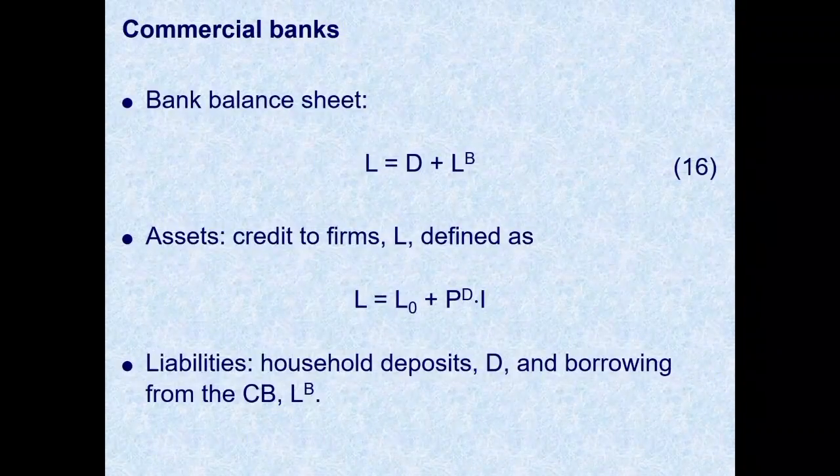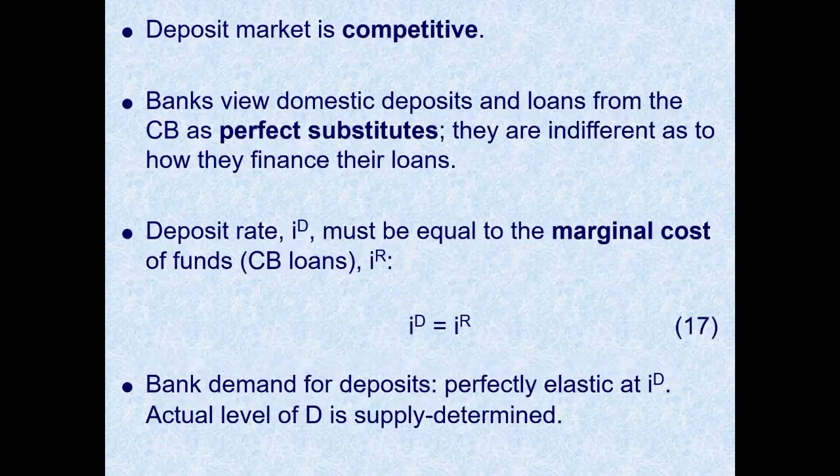And we then moved on to commercial banks, where we define the balance sheet first of commercial banks. You can see on the right-hand side, you have the two components, household deposits, D, and borrowing from the central bank, LB. So these are the resources, or the liabilities, if you want, of commercial banks. And what you see on the left-hand side is just the lending. So the lending, as we explained earlier, is related to investment. So lending at any given moment in time is lending at the beginning of the period, the accumulated stock, if you want, plus the flow of lending, which is investment multiplied by the price of the domestic good.